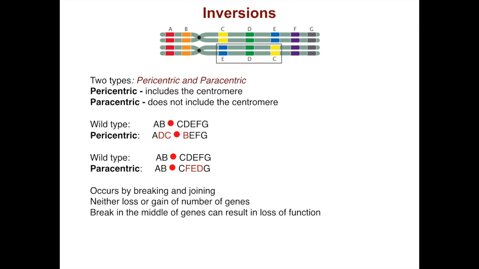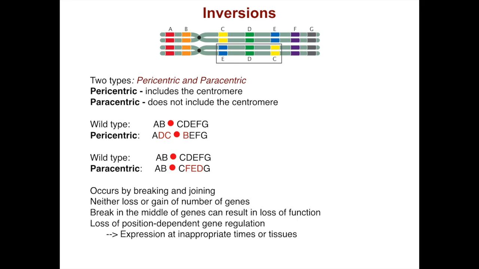However, if you break in the middle of a gene, that could be very disastrous to the gene and result in a loss of function. So they have to occur correctly in order for the chromosome to be functional. This changes the position effect on gene regulation. This is where a gene is in the chromosome influences how it is expressed. So the gene could be expressed at inappropriate times or in inappropriate tissues, and this is called position effect.